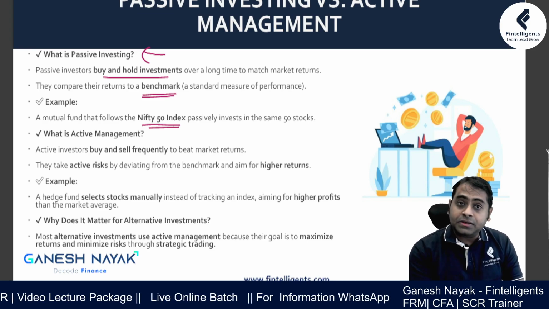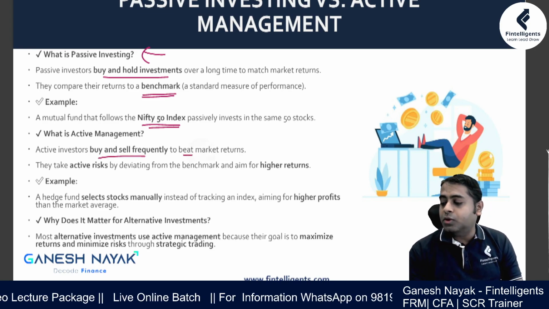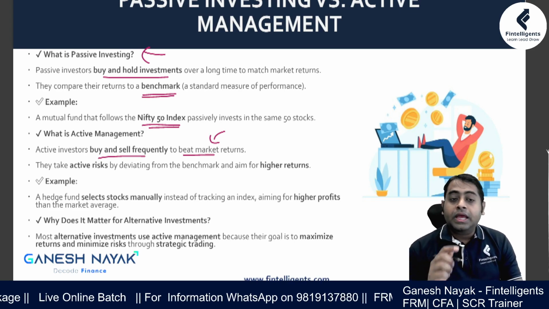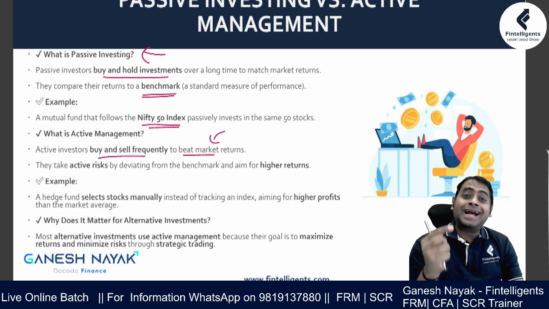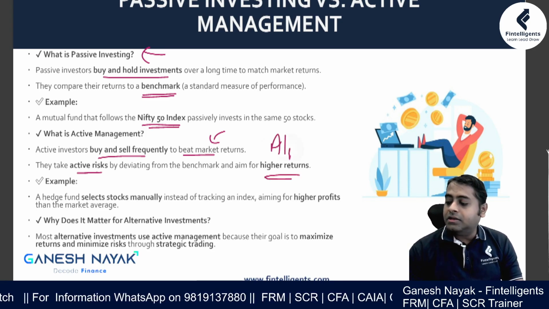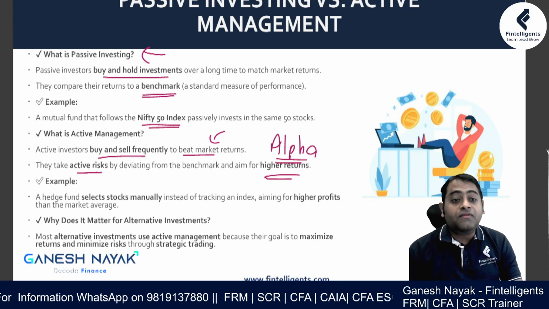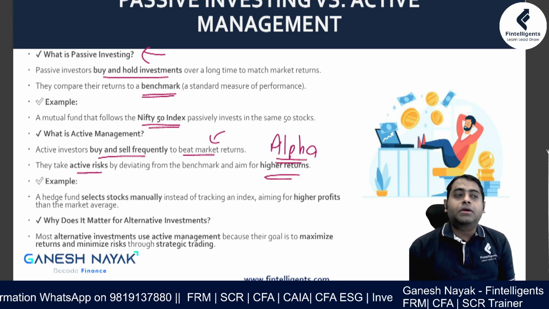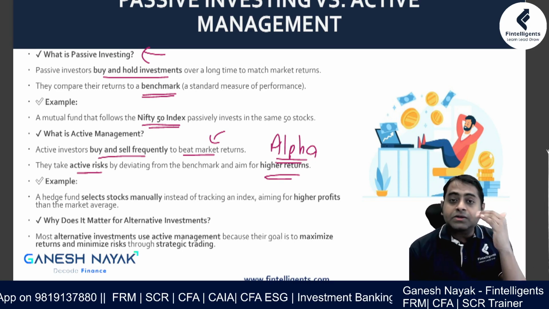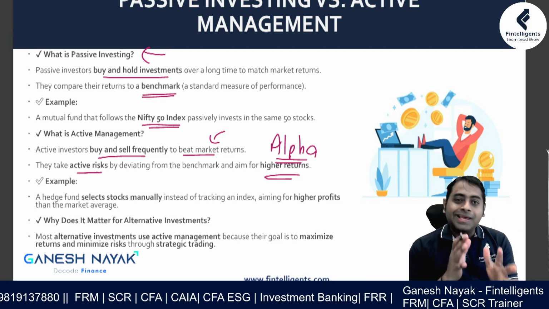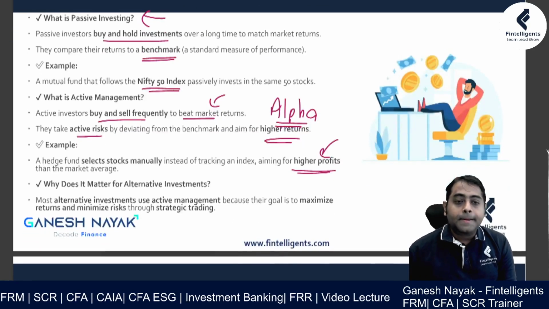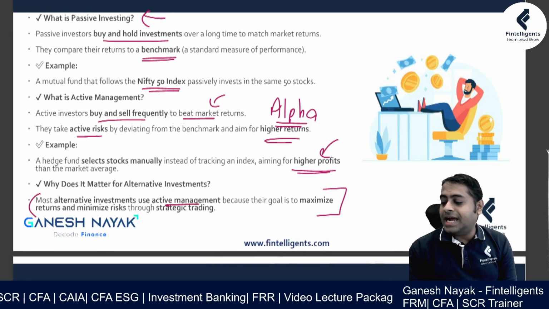What is active investing? You buy and sell frequently. Why? Because you want to beat the market. You want to generate a better return than the index. That's why active management is also called active risk taking. Why? Because I want to generate higher return, which is nothing but alpha. So how do we do it? Like I gave you an example, if the benchmark has asset A at 10%, I might either increase or decrease it depending upon my view. So I'll manually adjust my portfolio so that I can generate a good amount of return. Most alternative investments use active management.